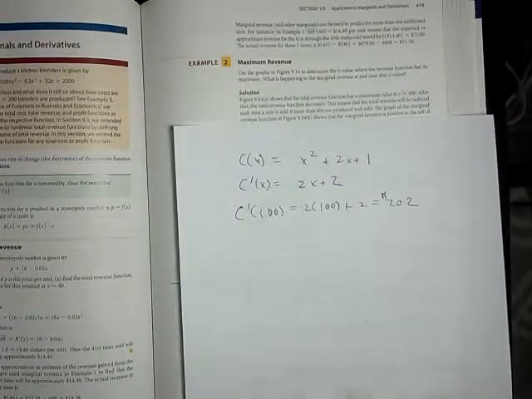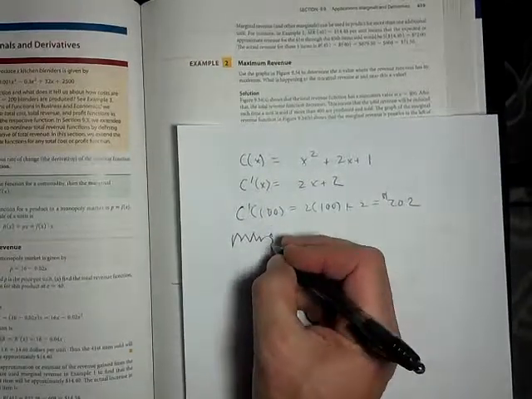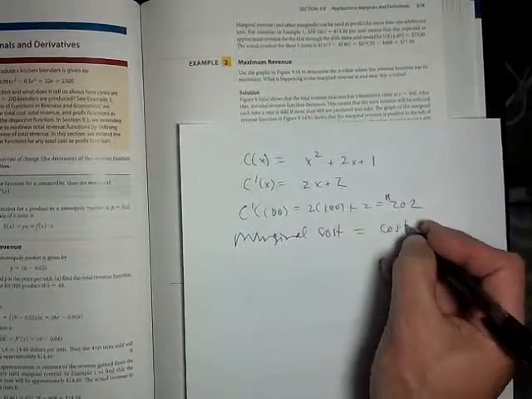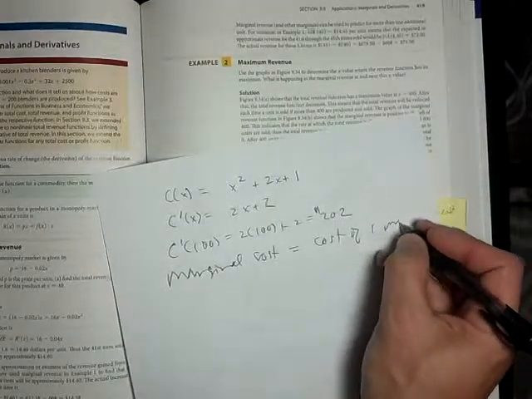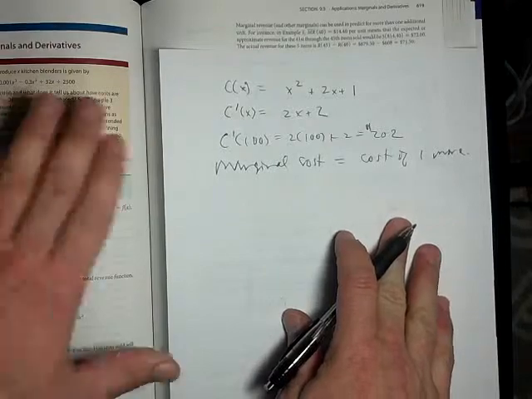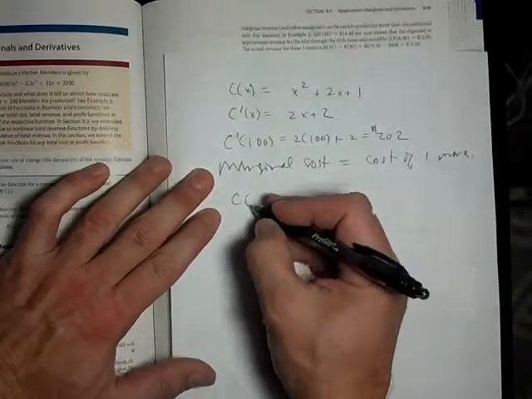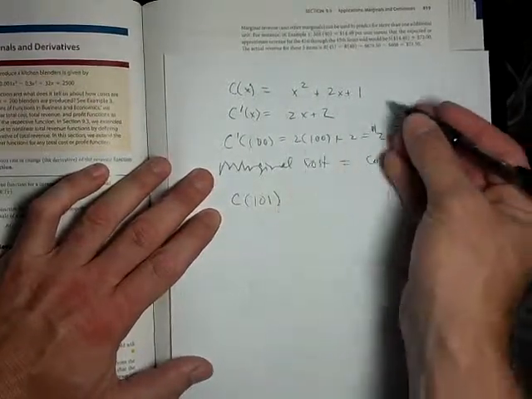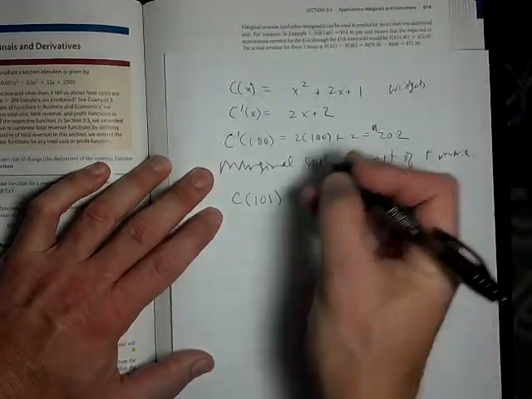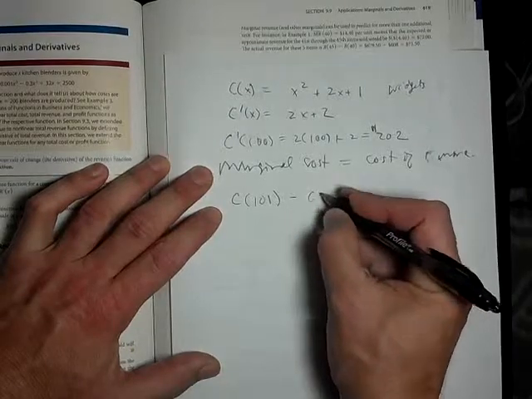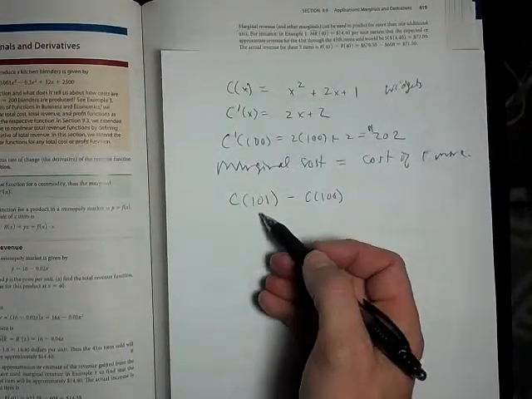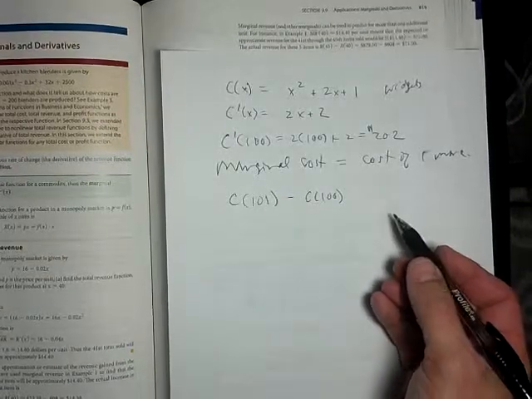And the way we do that is, remember, marginal cost is the cost of one more. So the way I can actually figure this out is by figuring out the cost of 101 of these widgets, and then subtract from it the cost of 100 widgets, and that will tell me how much that 101st widget costs. That will be the actual number.